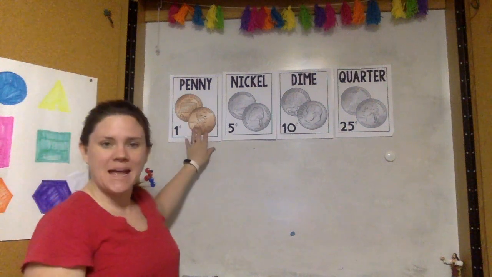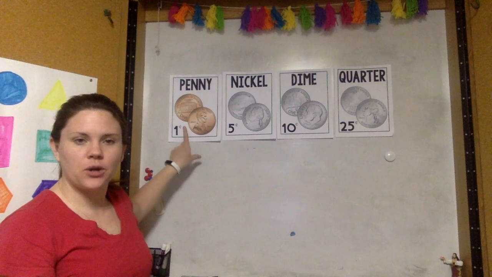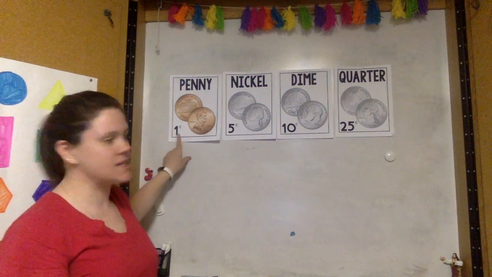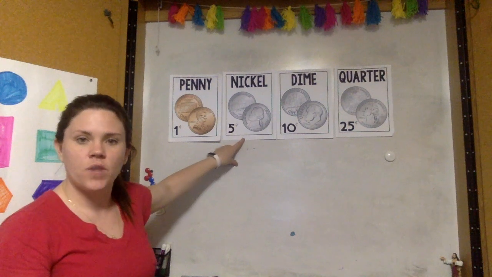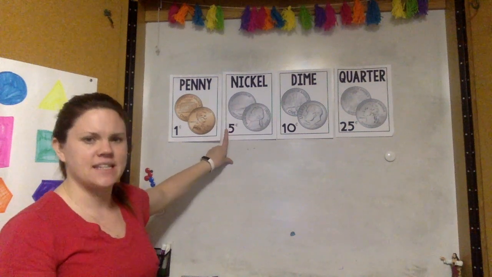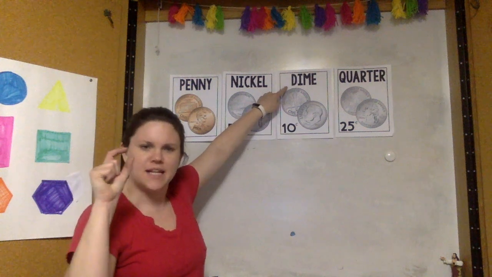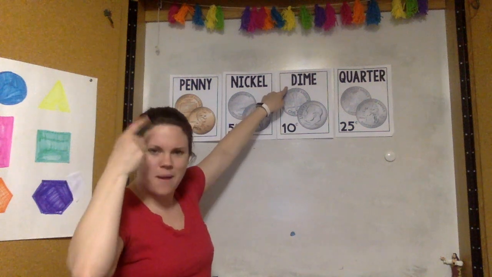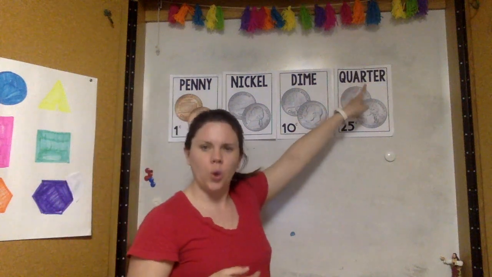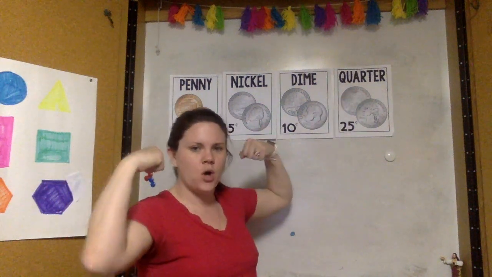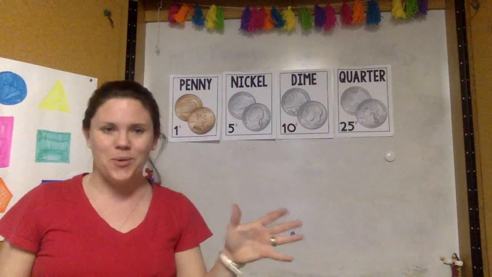Ready? Penny, penny, easily spent. Copper, brown, and worth 1 cent. Nickel, nickel, big and fat. You're worth 5 cents. I know that. Dime, dime, little and thin. I remember you. You're worth 10. Quarter, quarter, big and bold, worth 25 cents, so I'm told.